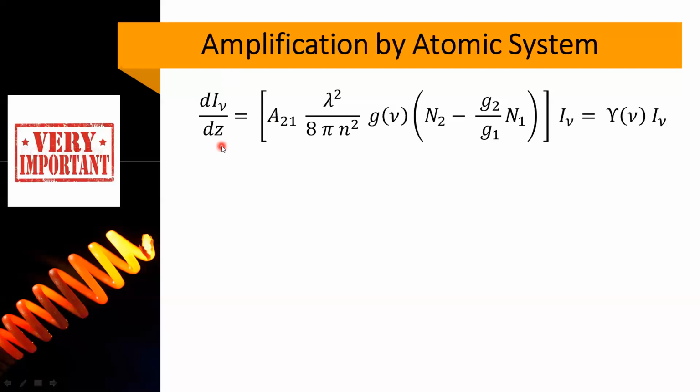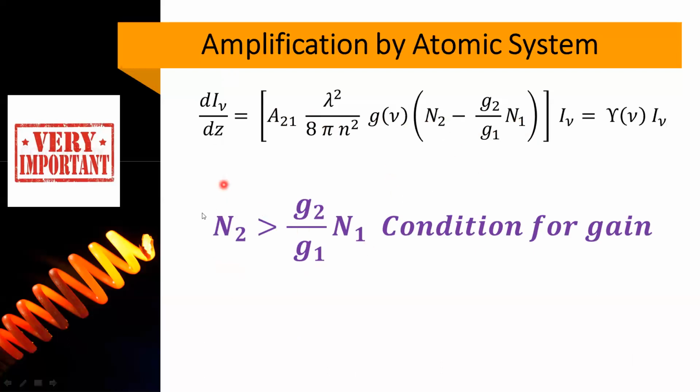Now, in order to have an amplification effect, this gamma term should be greater than 1, so that the output intensity is greater than the input intensity. So our first condition is that gamma must be greater than 1. And in order to make it greater than 1, the condition was that N2, which reflects the density of particles in level number 2, should be greater than G2 over G1, which we consider as a Planck coefficient, multiplied by N1. Here, the positive term indicates the stimulated emission, and the negative term indicates the absorption. In order to have an amplification effect, the stimulated emission should be greater than the absorption.